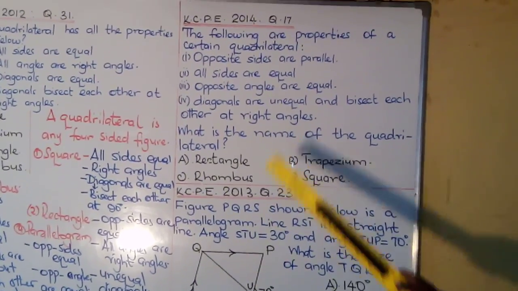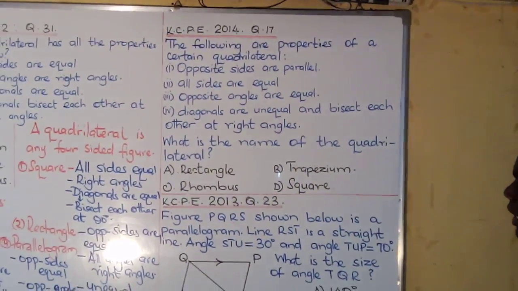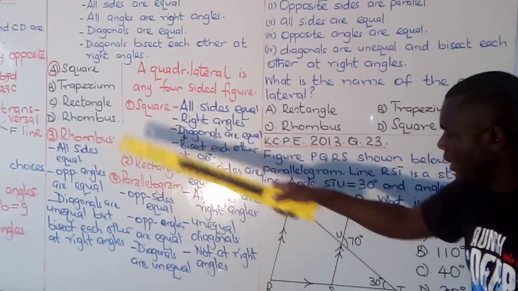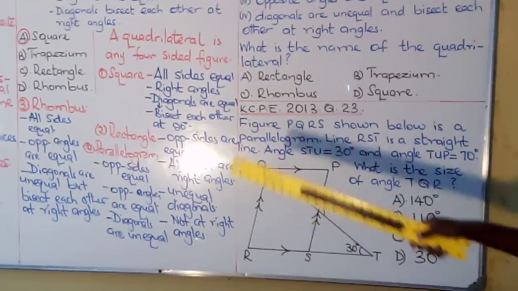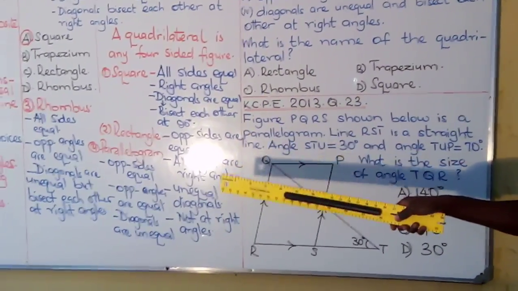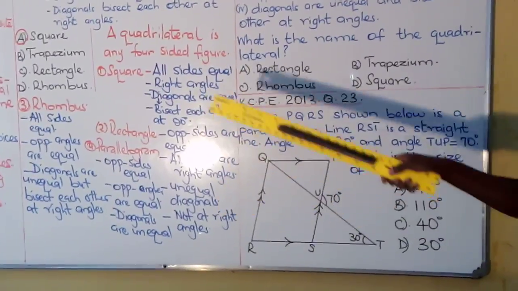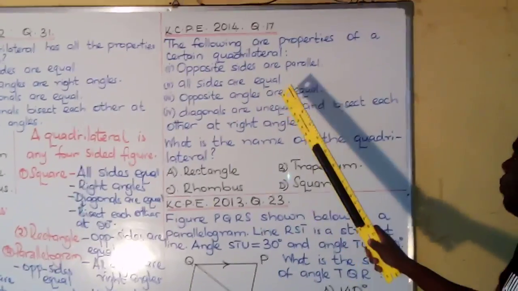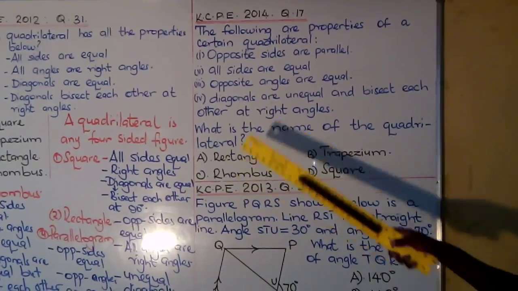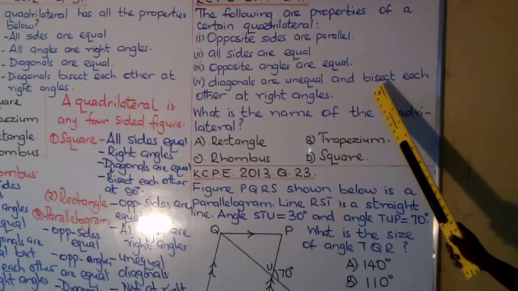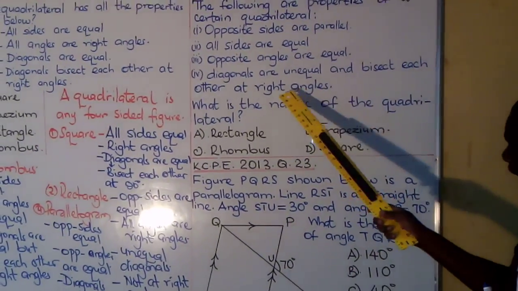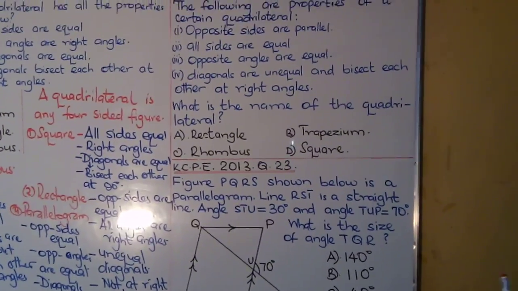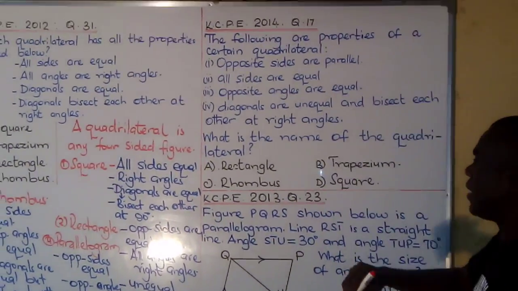Opposite sides are parallel. Oh my God, that's a parallelogram and a rhombus. Opposite sides are parallel. I forgot that. Sorry. Those are other properties of parallelograms and rhombuses. All sides are equal. Opposite angles are equal. Diagonals are unequal and bisect each other at right angles. That's what brings about the difference between a rhombus and a parallelogram.